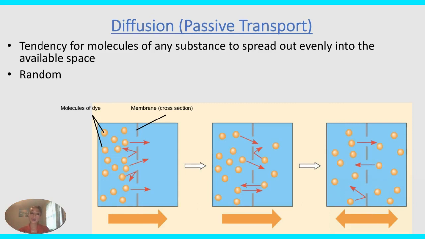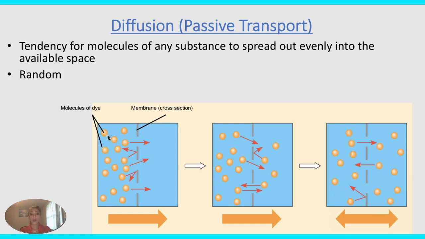So right when you walk in a room, the cologne or perfume is starting to spread, so the people closest to you will smell it first, and then the people farthest away from you will eventually smell it once these molecules have spread out throughout the entire room.